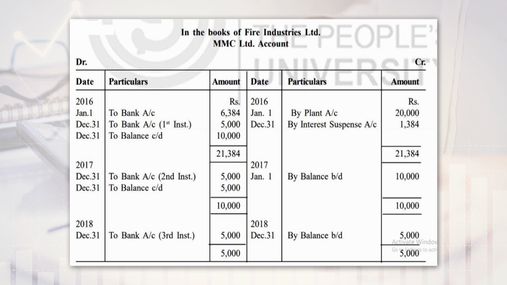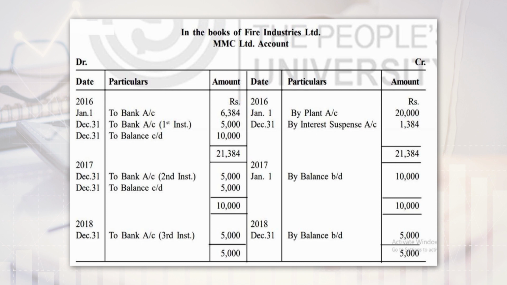So 6,384. I have already told you that out of this 6,384, 5,000 is the principal and the remaining 1,384 is the total amount of interest, and this total amount of interest has been debited. The entry we had made: interest suspense account debit to vendor. So in the books of the vendor it is by interest suspense 1,384. So total is 21,384.